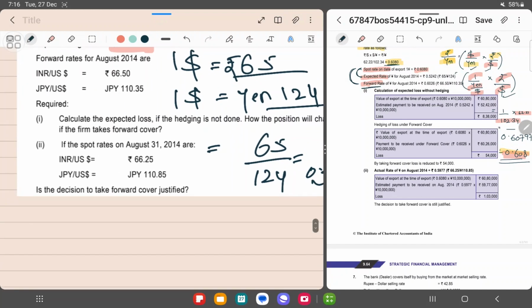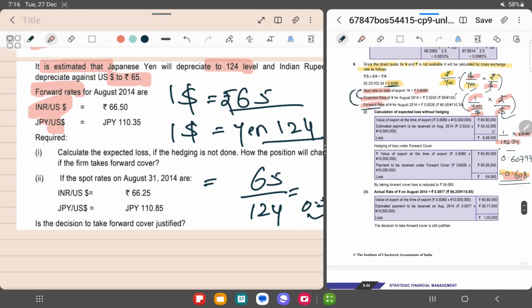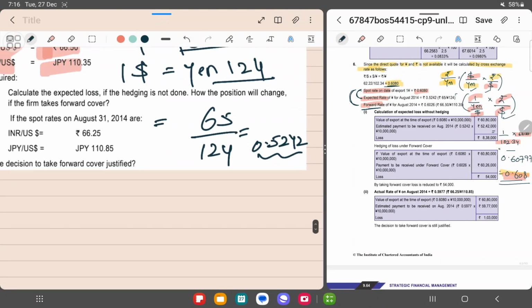And then the forward rate also similarly. See, forward rates are given to you. Again the same thing, you already know the concept, how to do this. Okay, the inverse quote, the direct quote that I've explained one time, the same thing is repeating, the numbers are different, that is all. So this will be 66.50 divided by 110.35. Okay, when you do that, what is this? This is nothing but rupee upon yen.